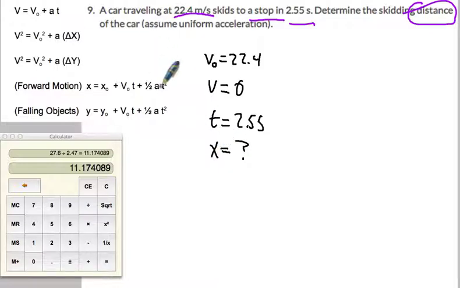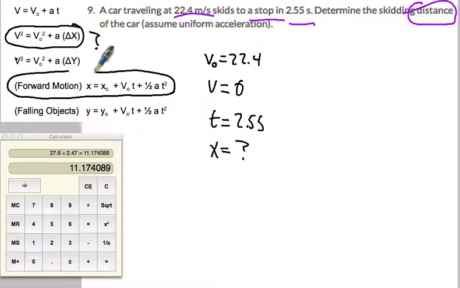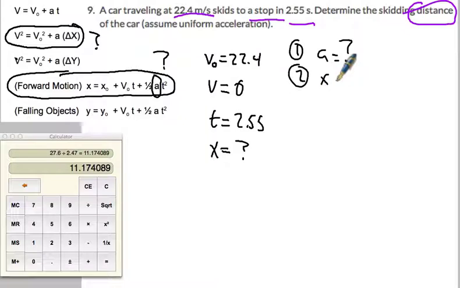So I need a formula with distance in it that also has time. So I can't use these ones. Well, I could use this one for distance, but I don't know acceleration. I could use this one for distance, but I also don't know acceleration right here. This is the last type of problem you need to be able to do, a double substitution. Holy cow, I need to solve for A first, and then I can solve for X. So this is step 1, and then I can pick whatever I want for step 2.